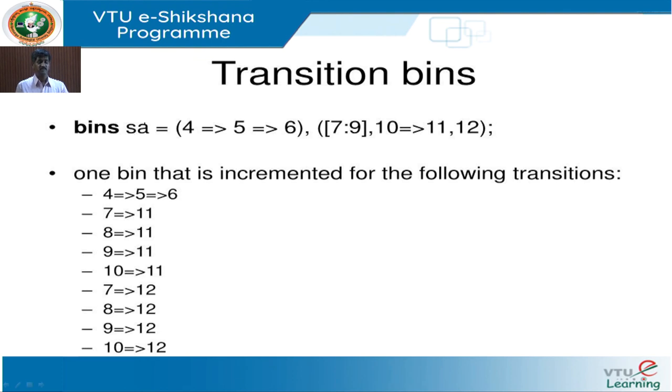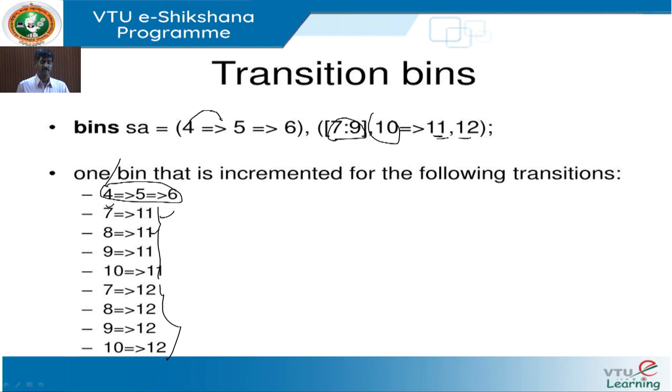Bins SA, where SA is a variable: 4 to 5, 5 to 6. Which takes 7, 8, 9 and 10 values of SA, which implies 11 and 12. So one bin is incremented for the following transition. 4, then 5 and then 6 is one bin value, which will be stored. So whenever 7 occurs with 11, or 8 with 11, 9 followed by 11, 10 followed by 11, that is one bin value. 7 followed by 12, 8 followed by 12, 9 followed by 12 and 10 followed by 12 is another bin value. So these are the transition bins.